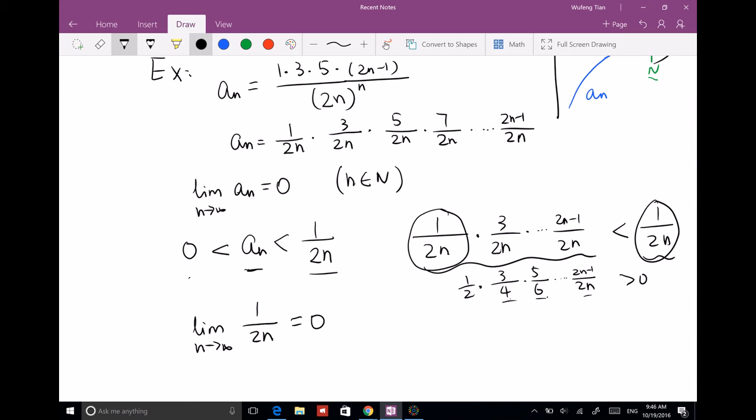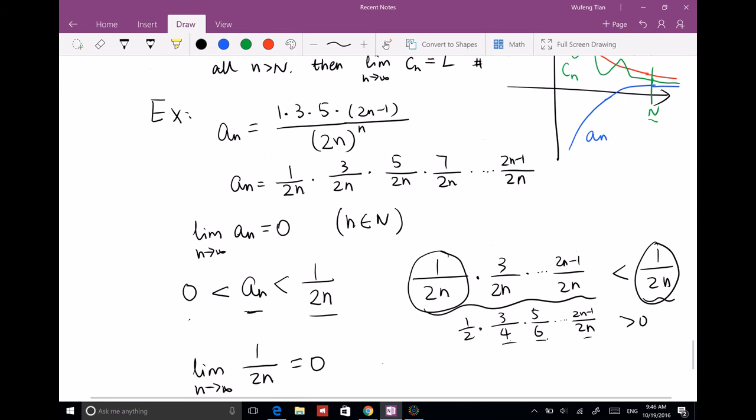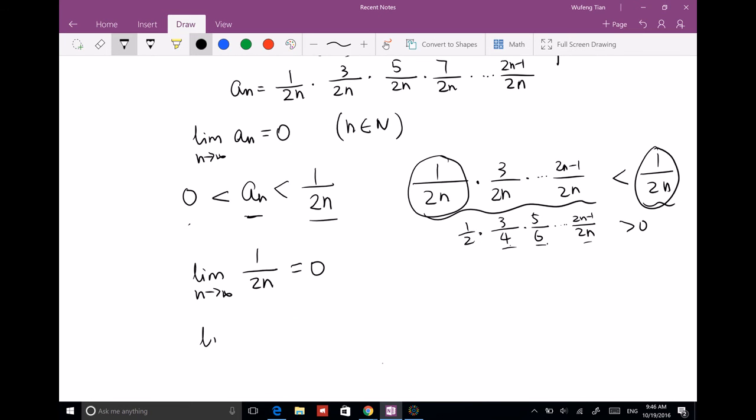Does it make sense? So you use this theorem. The limit of 1 over 2n equals 0, and a_n is bigger than 0. Now from the sequence theorem, the limit as n goes to infinity of a_n is also 0, because as n goes to infinity, 1 over 2n goes to 0. You can tell that 0 is less than a_n, which is less than 1 over 2n. You have a 0 here and a 0 here as n goes to infinity, so the middle one must be 0.